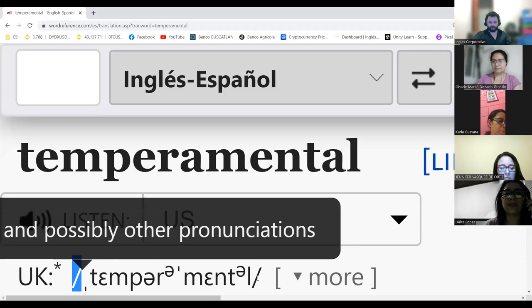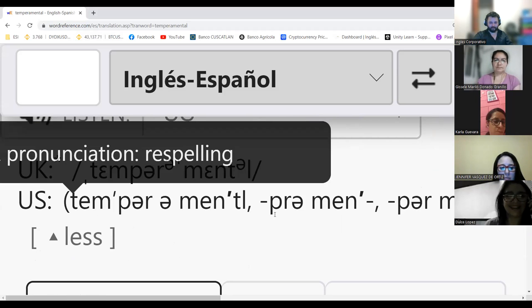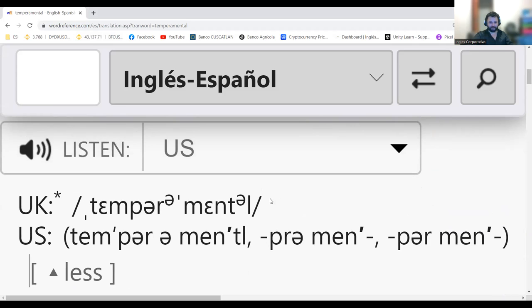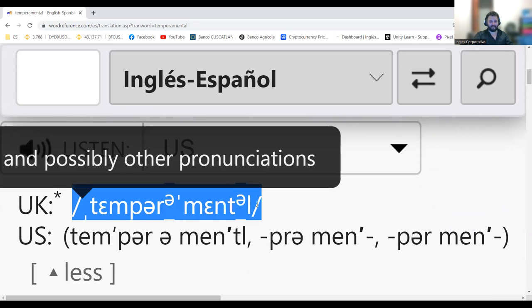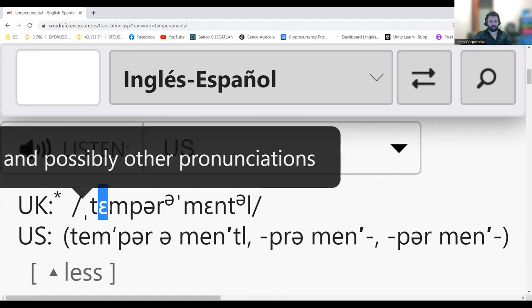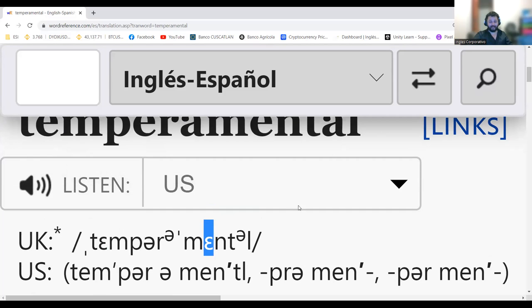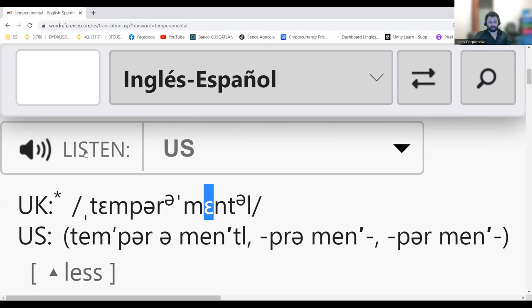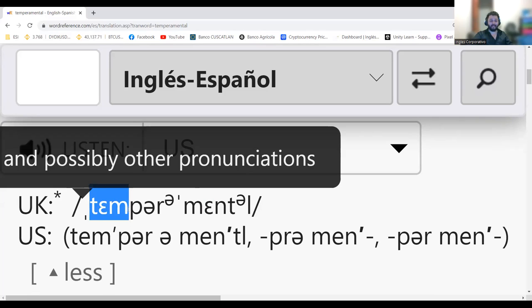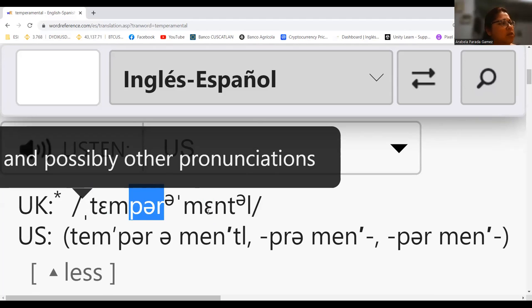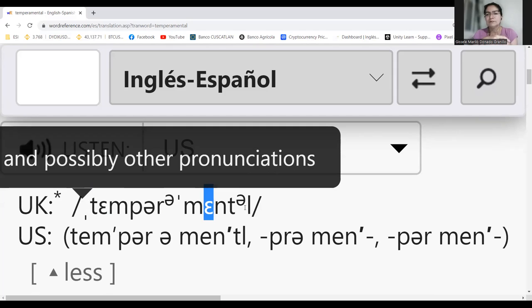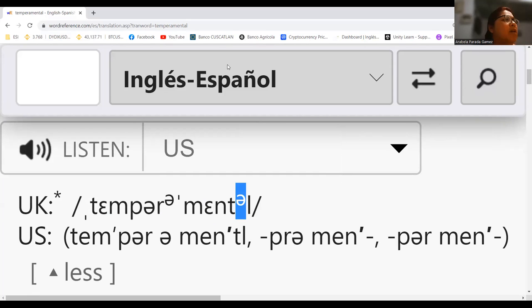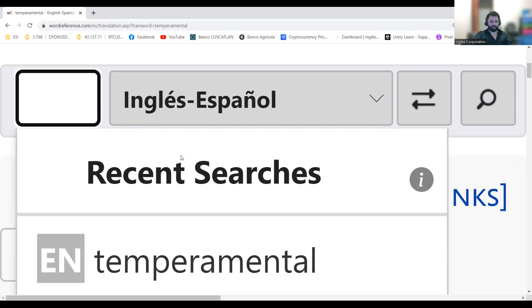So whatever you see within those slashes, guys, is the pronunciation. Let's go over the American pronunciation here, because this is the format that you're looking for. These are called phonemes. This is basically how we print the representation of sounds in any language. So we can see here that the pronunciation is tem, we have an epsilon, and then a schwa sound, temper, temperamental. You can use this for other words.